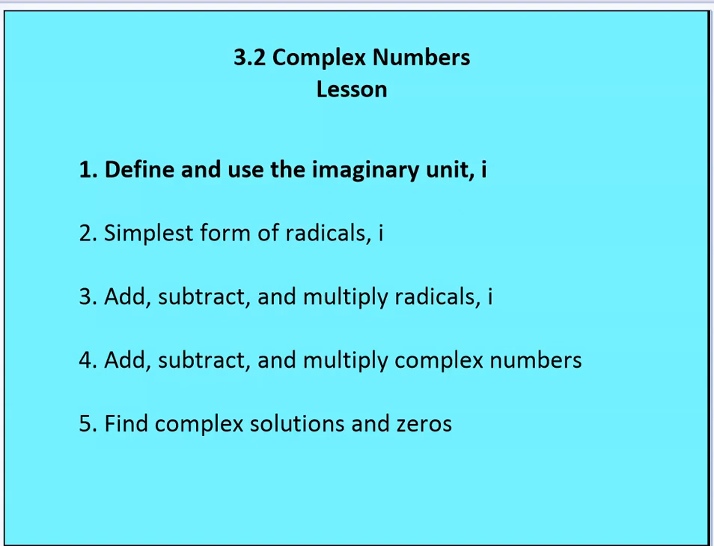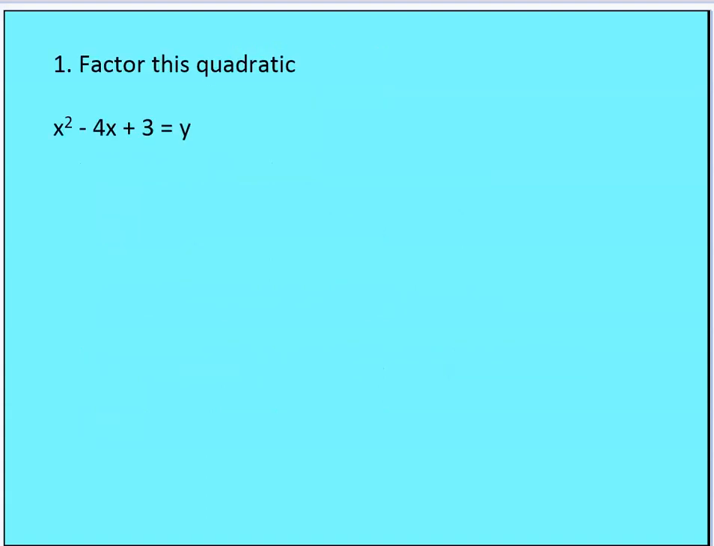We're going to talk about simplest form of radicals. We're going to add, subtract, and multiply radicals using i. And we're going to add, subtract, and multiply complex numbers. Division we'll save for pre-calculus, and then we want to find complex solutions and zeros. All right, so let's get started.